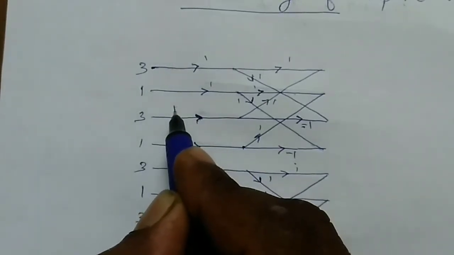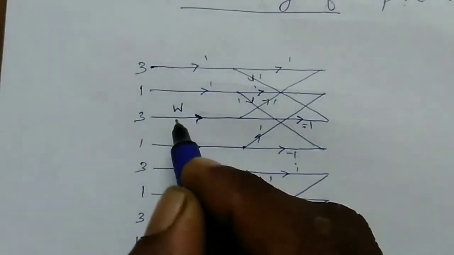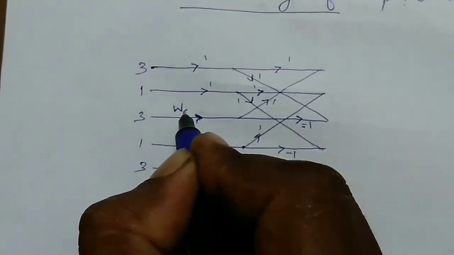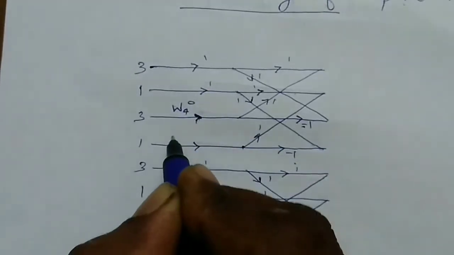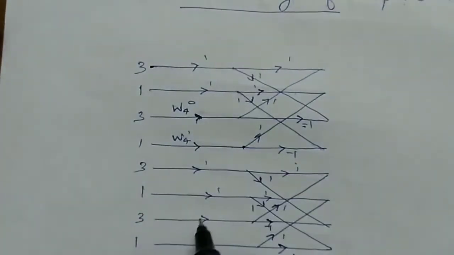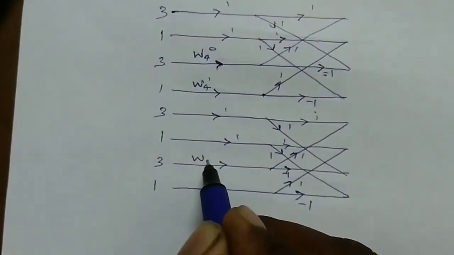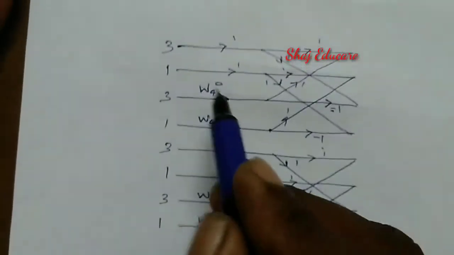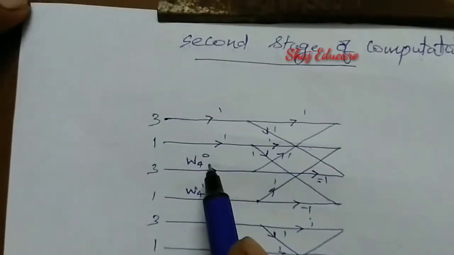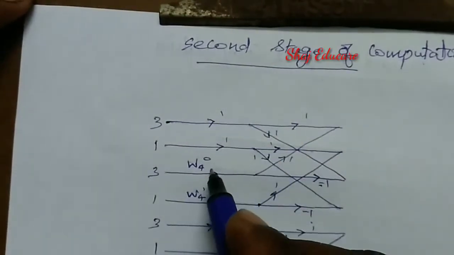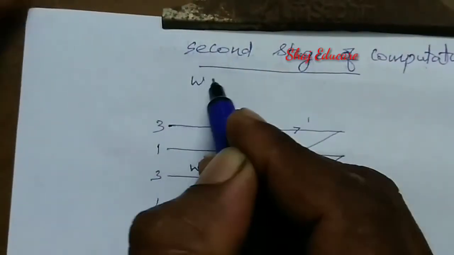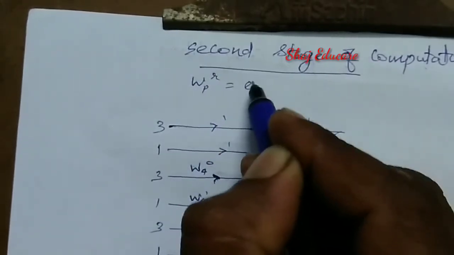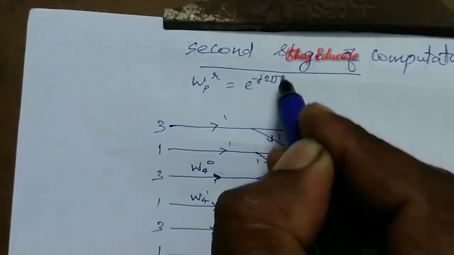Here we have to enter the phase factor or twiddle factor. In the second stage of computation, that will be W4 raised to 0 here and W4 raised to 1 here. And here also we have W4 raised to 0, and here we should have W4 raised to 1. Then we have to find the value of W4 raised to 0. As we have discussed, WP raised to R is equal to e raised to minus j 2 pi R by P.